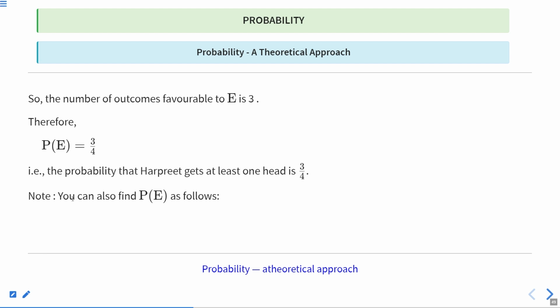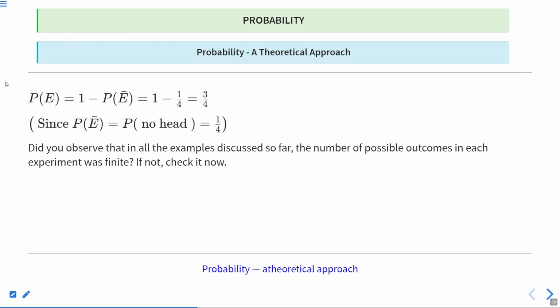And here, note it down. You can also find probability of E as follows. Probability of E is equal to 1 minus probability of E bar, and this is equal to 1 minus 1 by 4, which is equal to 3 by 4, since probability of E bar, the probability of no head, is equal to 1 by 4.